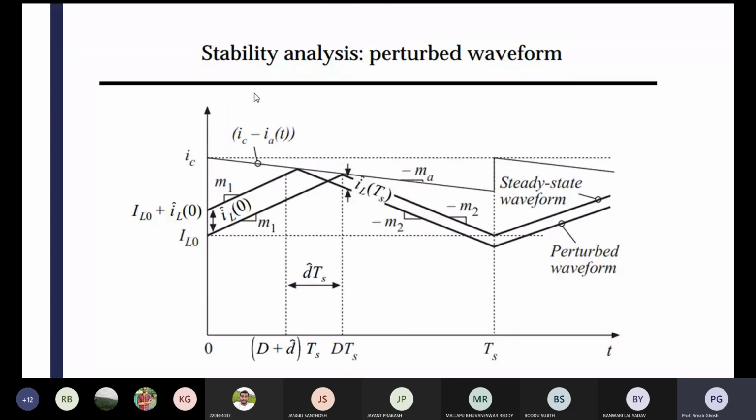So the zone of stable operation in current mode control is small. How to enhance that zone? You are adding some ramp signal with your control waveform. So you are making the system more stable. That operation is more stable.